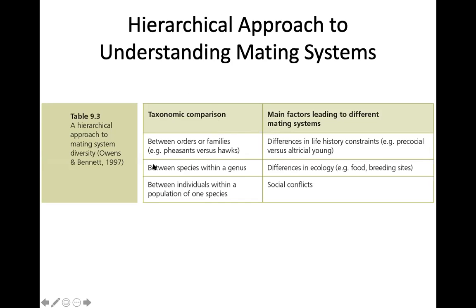You can also look closer in terms of phylogenetic differences, for example at species within a genus, where the different species may have differences in their ecology, the availability of food, the availability of breeding sites and things like this, to look at how those things influence which mating system comes about across these different species.